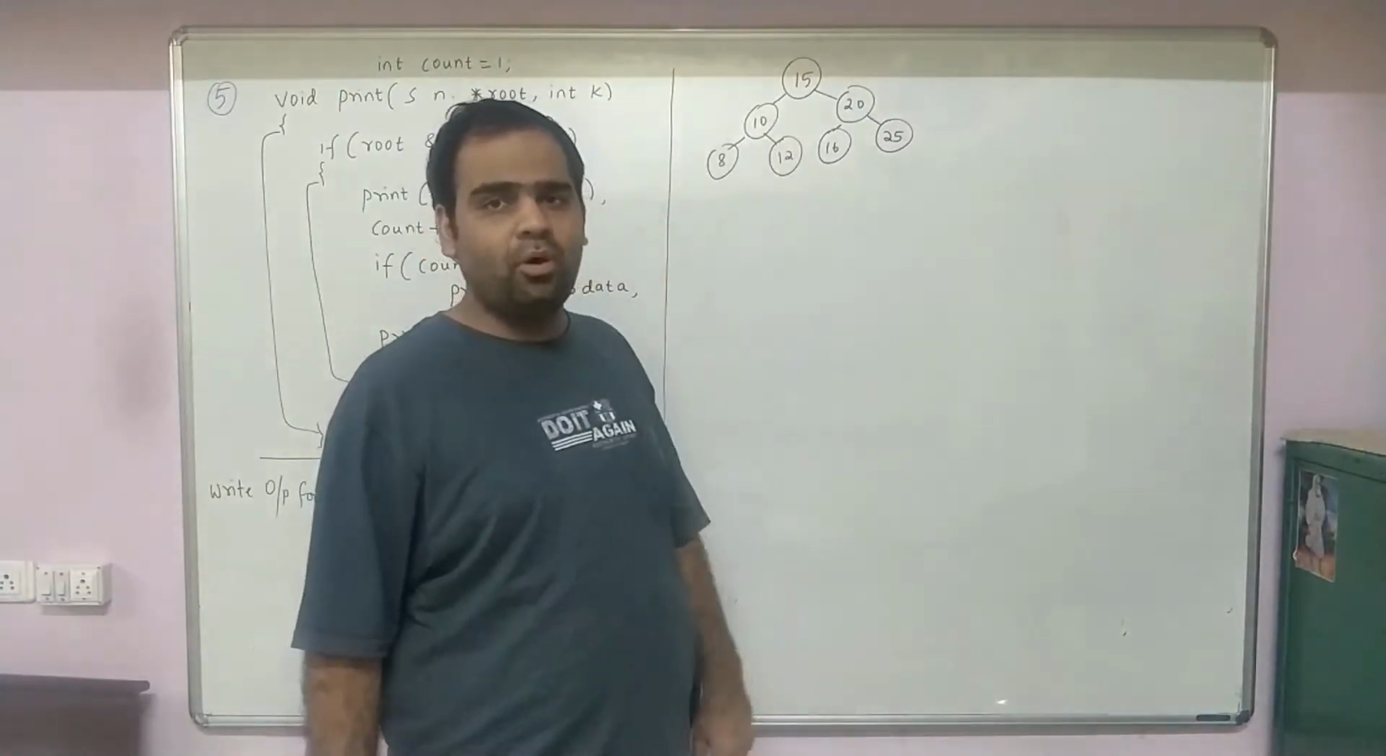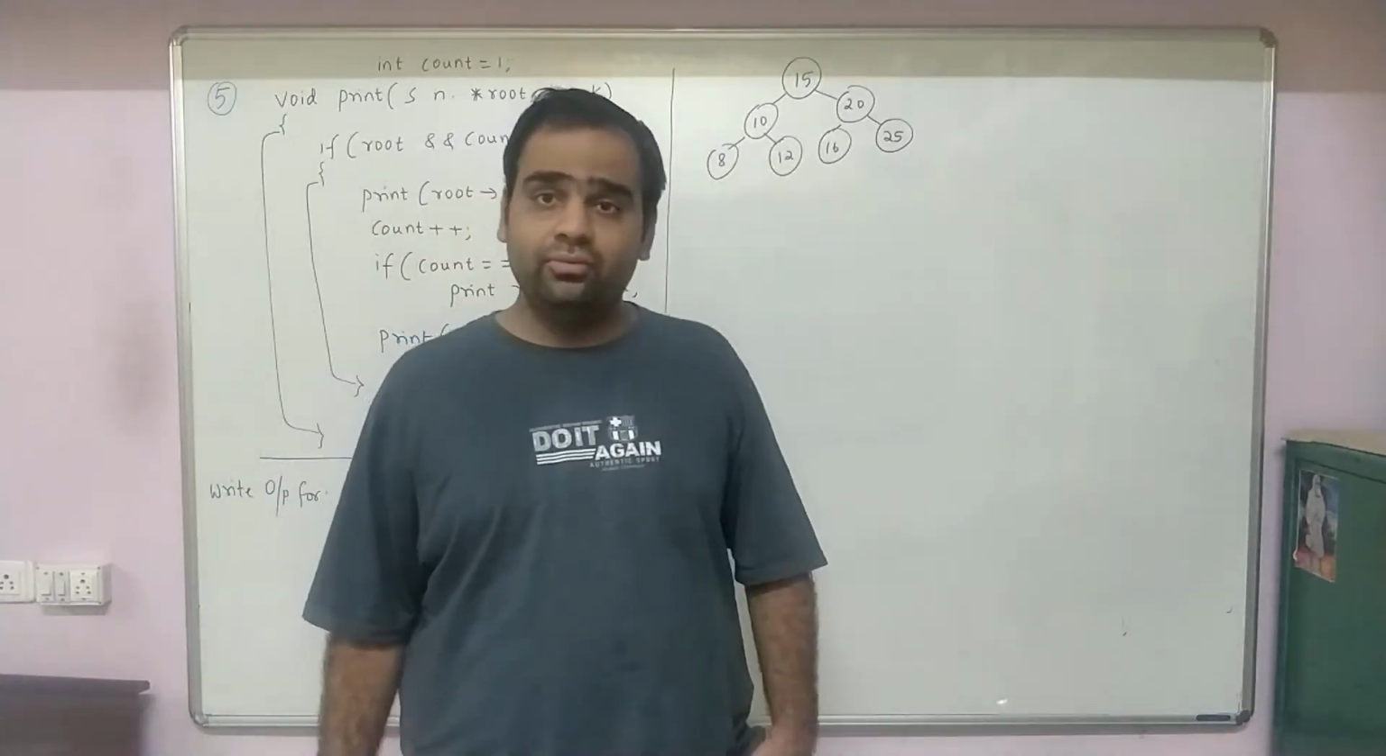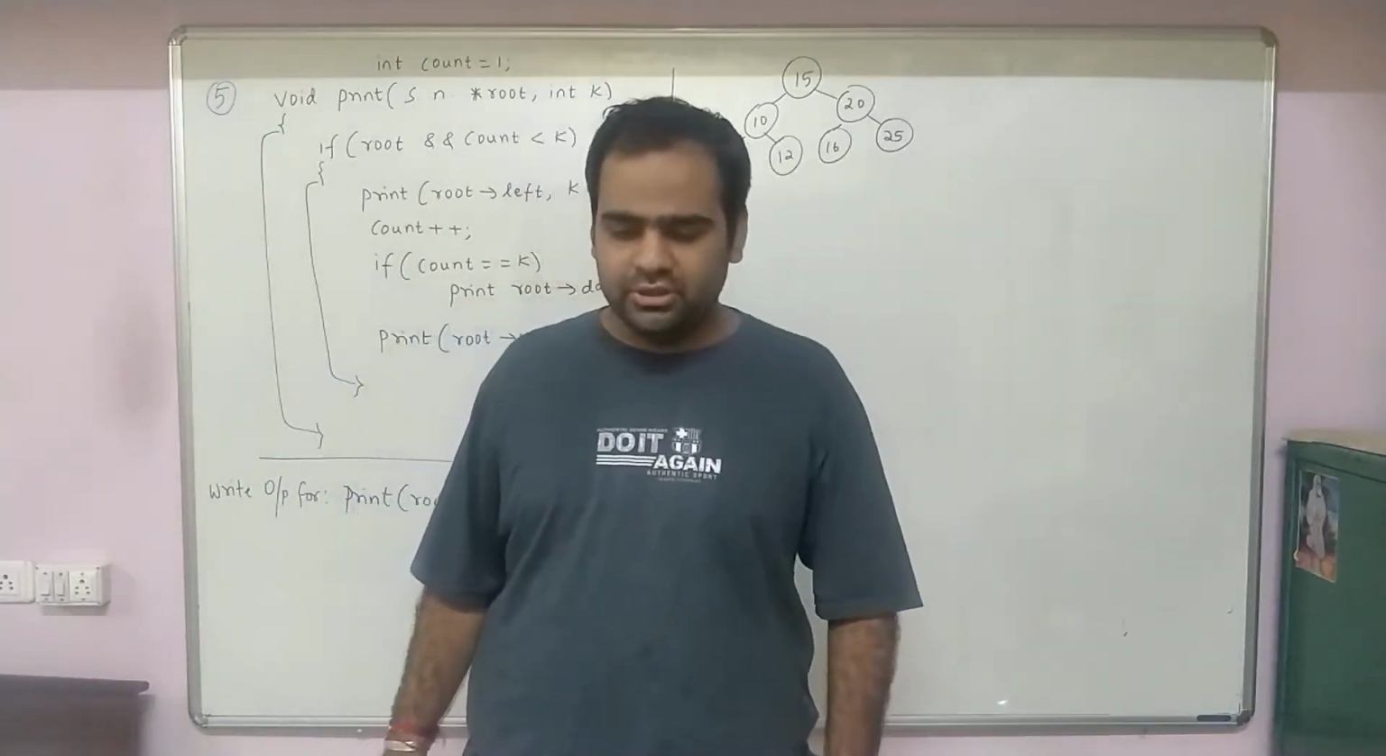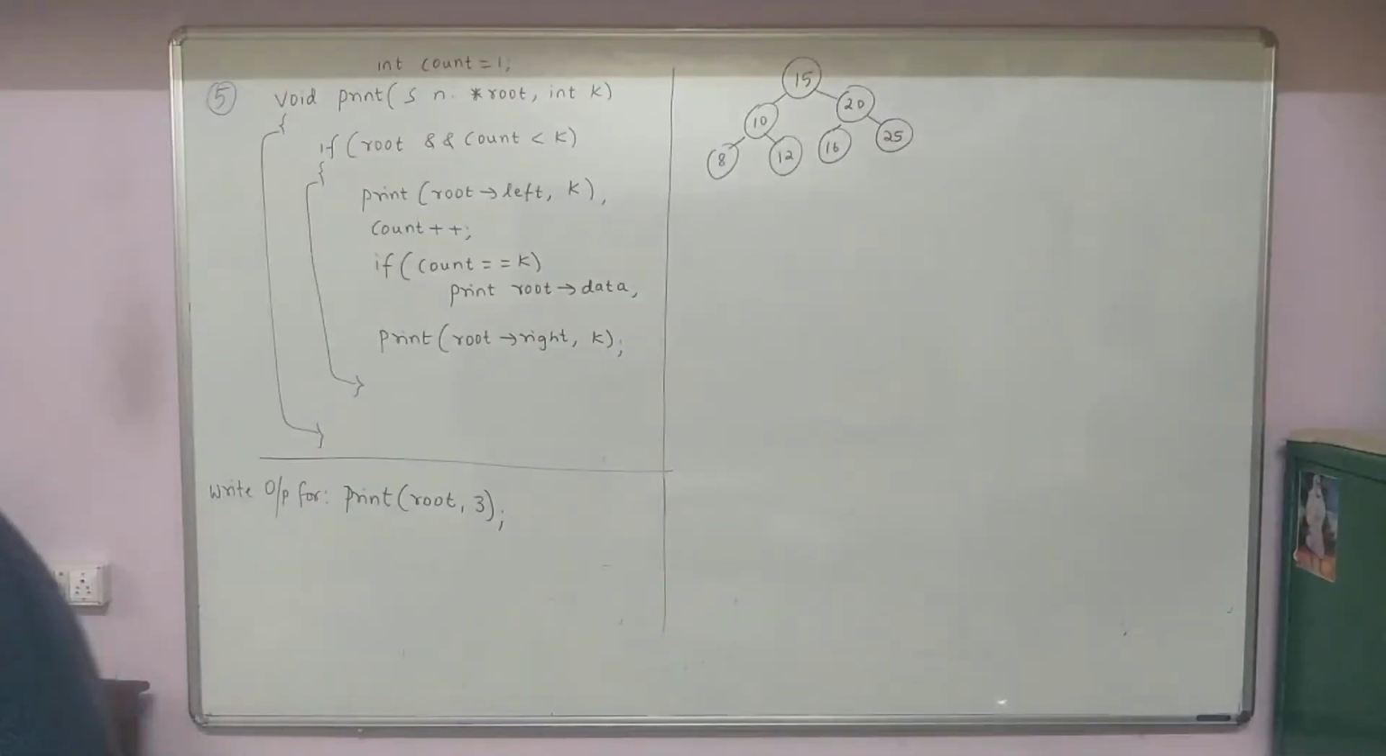I want you to pause the video and write down the output for this. Yes, please do it. Please pause the video and write down the output for root comma 3, where the value of k will be 3. And remember, the value of count is a global variable. Is that okay? Now, after you write down the output of this particular thing, you also have to say what does this code do in general. Okay.